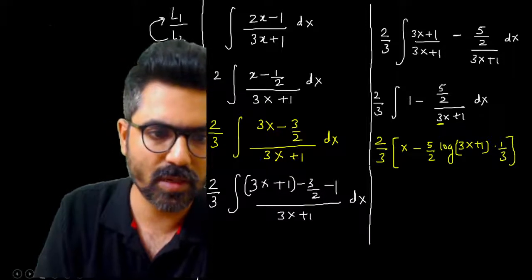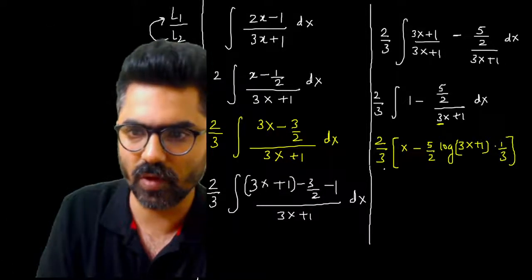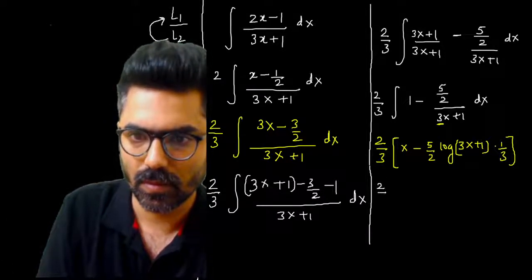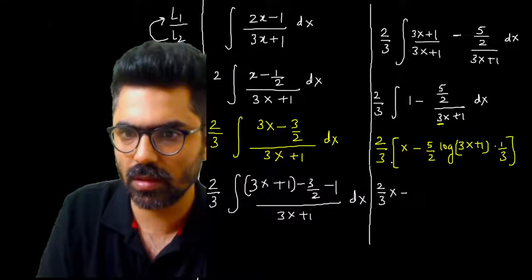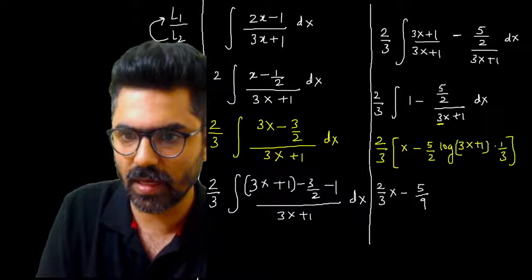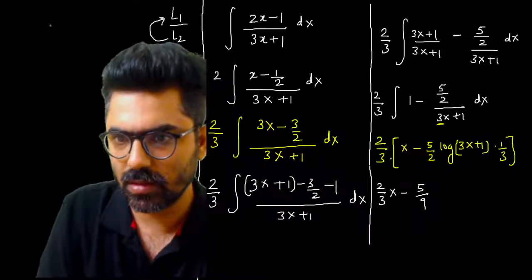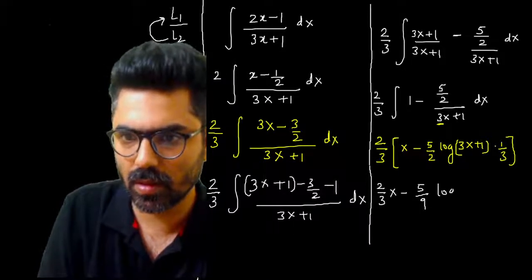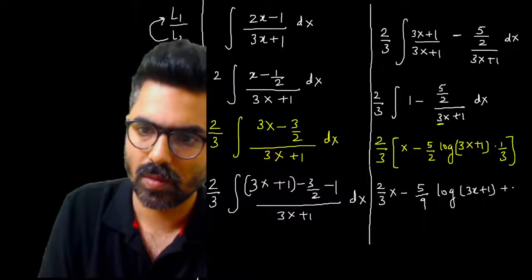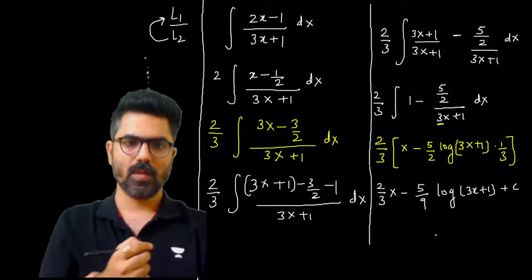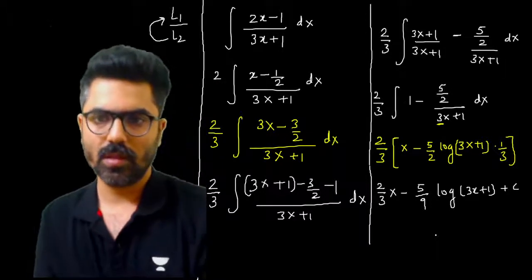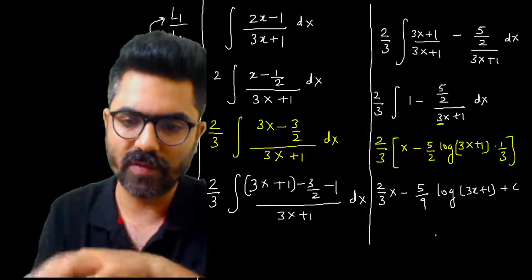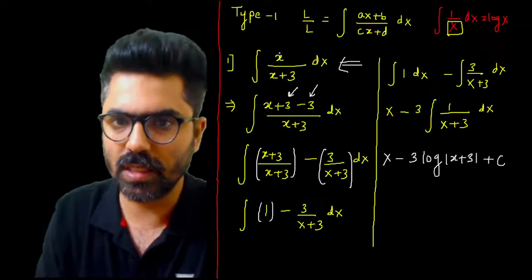Now let's multiply 2 by 3 inside the bracket and see what we are getting. So 2 by 3 x minus 2 by 3 times 5 by 2 gets cancelled here. It will be 5 by 9. This 2 gets cancelled, and 5 by 9 log of 3x plus 1, plus c. I hope this is clear. This was the actual question that I wanted to take. This was the easiest one.